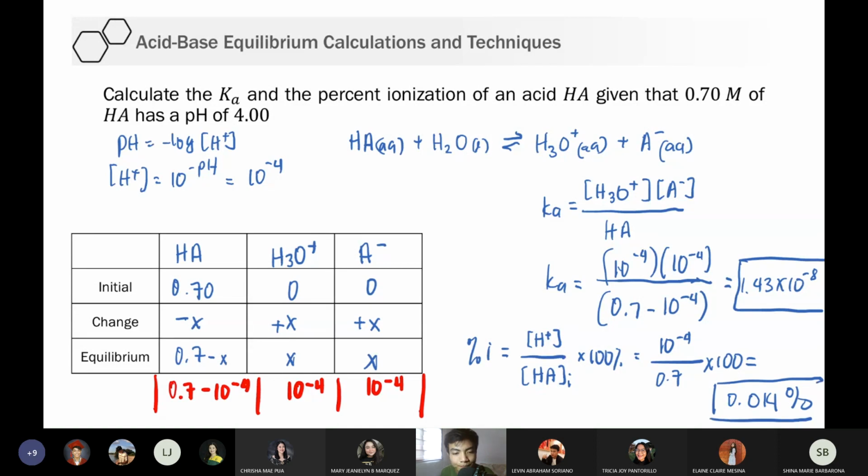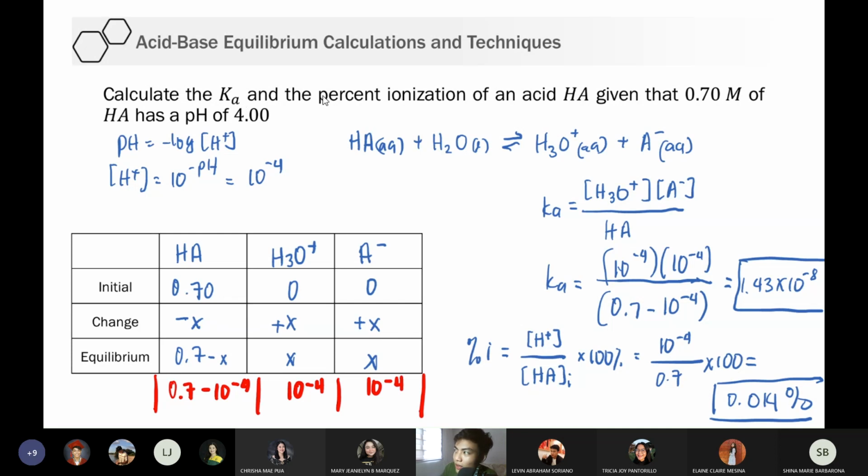Okay? Ayan. At other clues pa. Ano pa ang mga pwede magbigay sa inyo ng idea about the equilibrium amounts? Kung hindi pH ang binigay, pwede ibigay yung pOH. So from pOH, you convert that to pH, then yung pH, you convert mo to H+. Ano pa? Pwede ibigay din yung percent ionization.